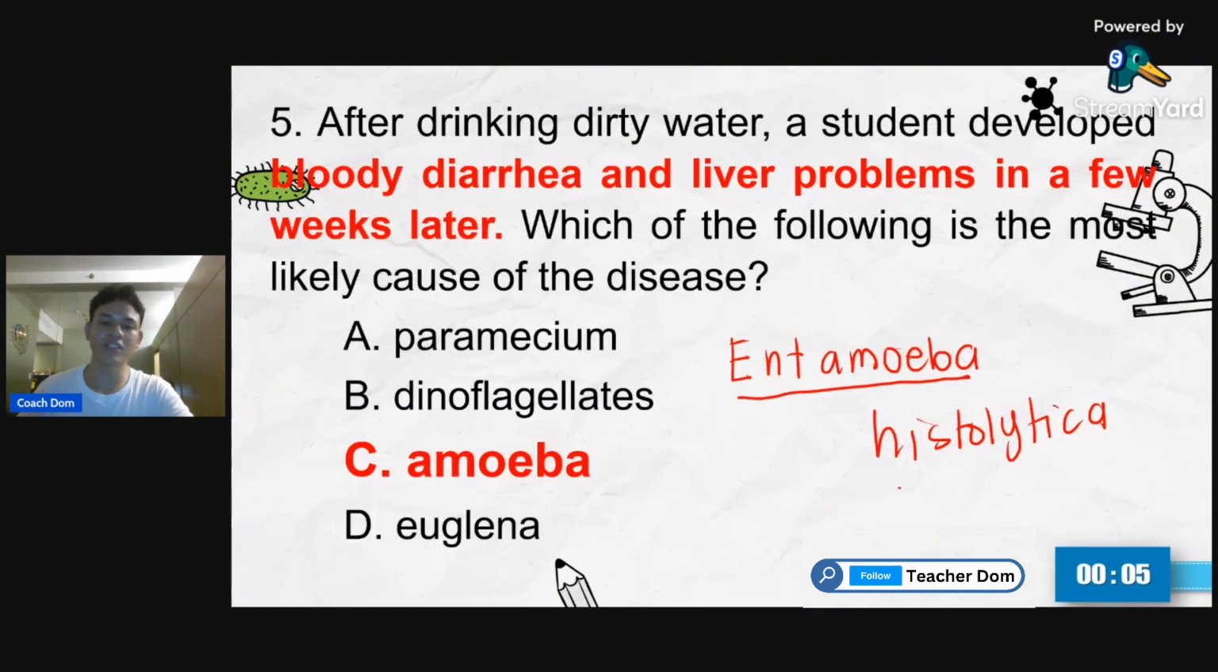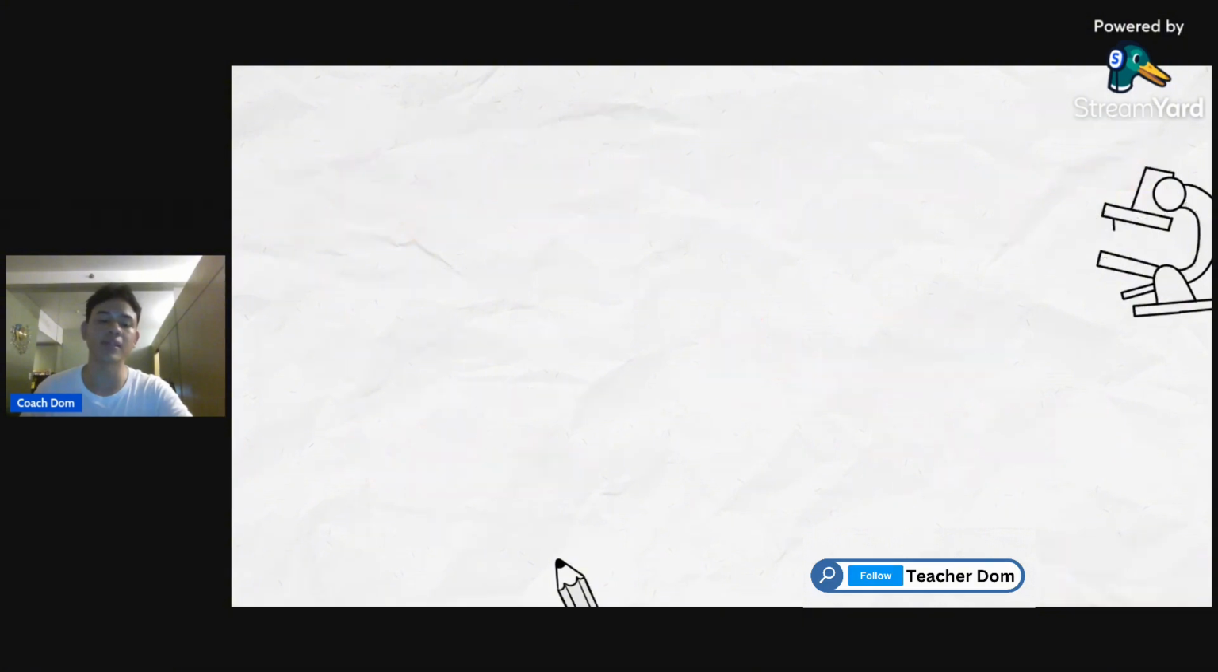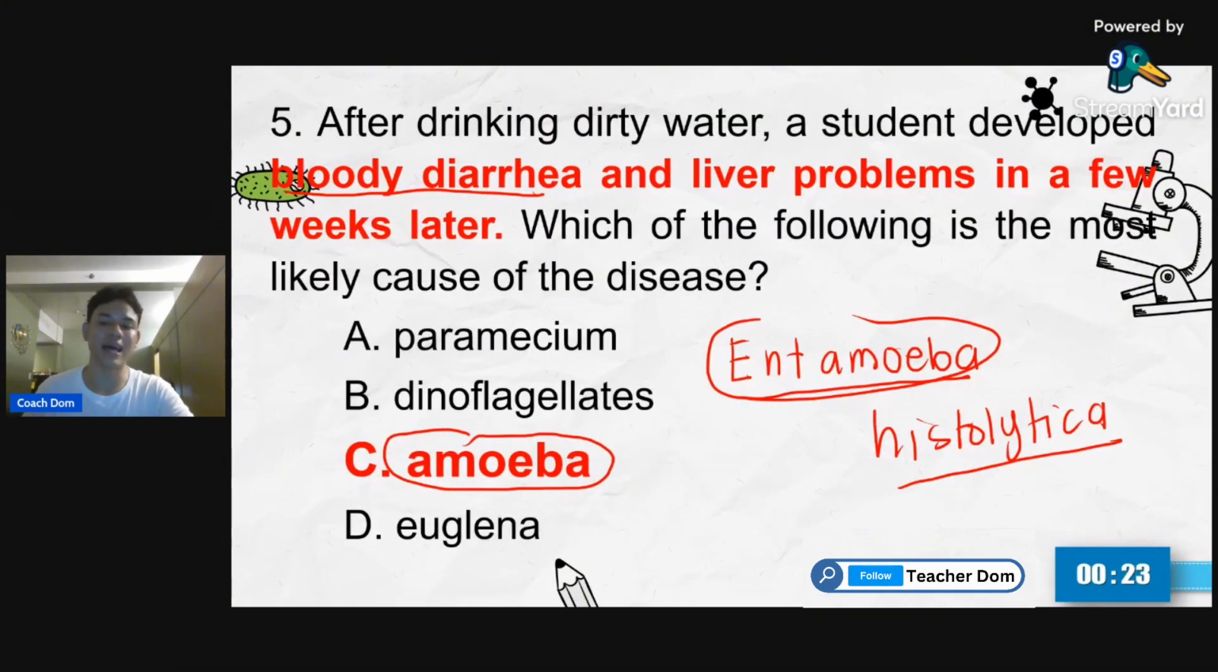Ito yung nagkakaroon ng amoebic or amoeba dysentery. That's why we have the bloody diarrhea. So kung tatae ka, hindi lang yung feces yung lalabas, pati din yung dugo mo. Lalabas din siya because we have this kind of unicellular protozoans na tinatawag natin na amoeba.